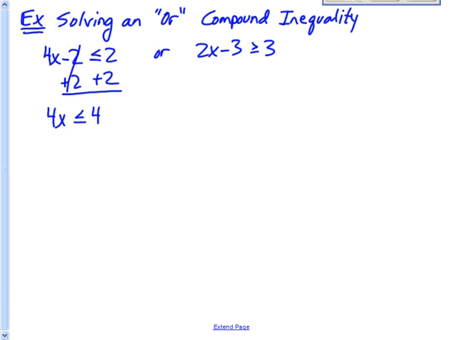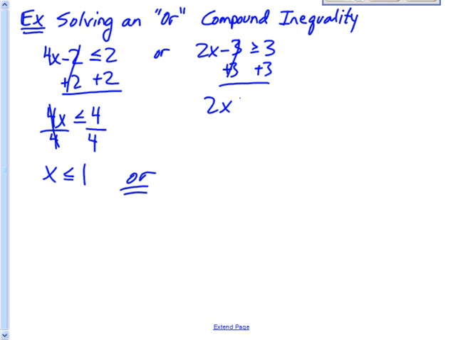4. Now we divide both sides by this positive 4. So we do not have to switch this inequality. X is less than or equal to 1. Or, and now we just do the other one. So let's do this other side. Plus 3, 2x greater than or equal to 6, divide by 2, x is greater than or equal to 3.